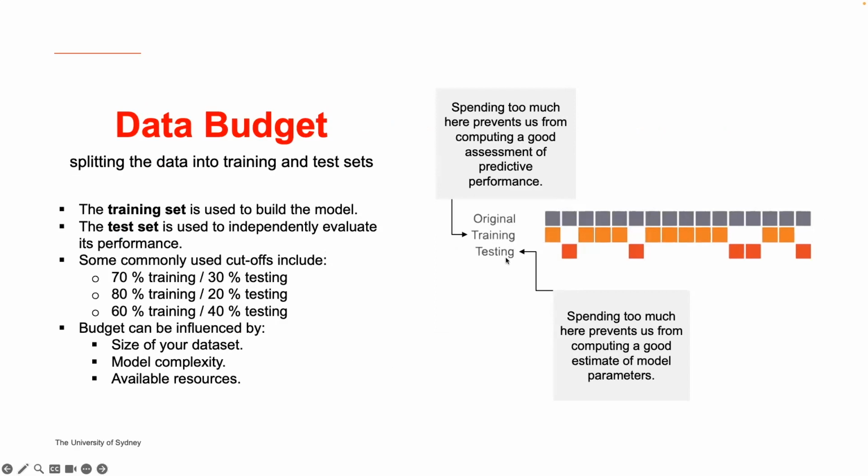So the key is balance, and some factors that may influence your choice include the size of your dataset, model complexity, and available resources. For example, the more data you have and the more complex a model you want to train, the more training data you need, which also requires more computing power.